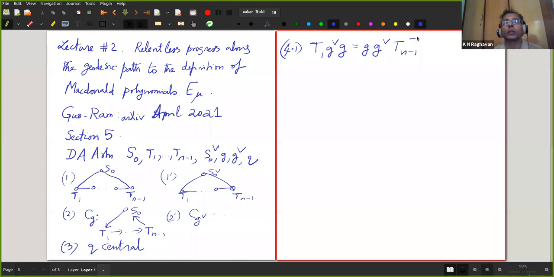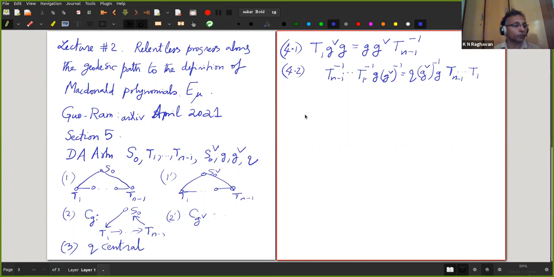And 4.2 is Tn minus 1 inverse through T1 inverse, G check inverse is equal to Q G check inverse G Tn minus 1. So this finishes the definition.